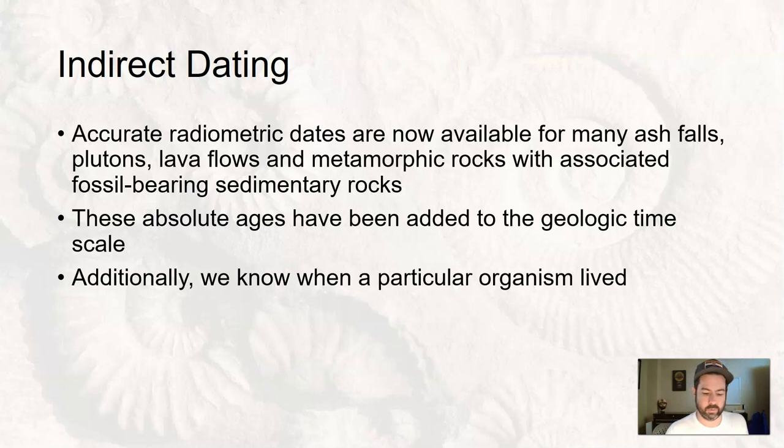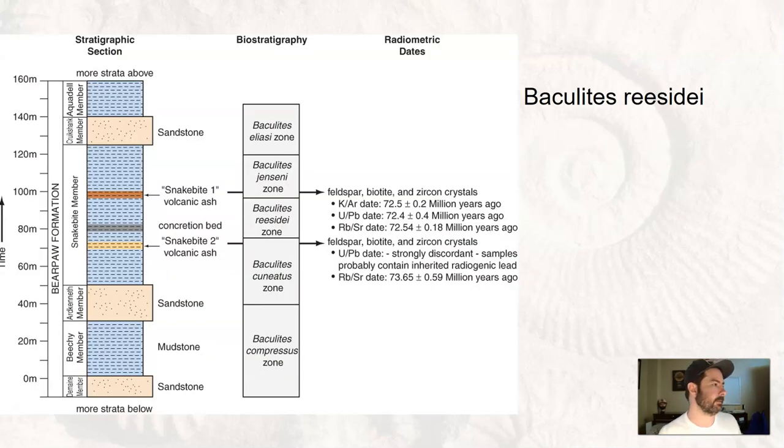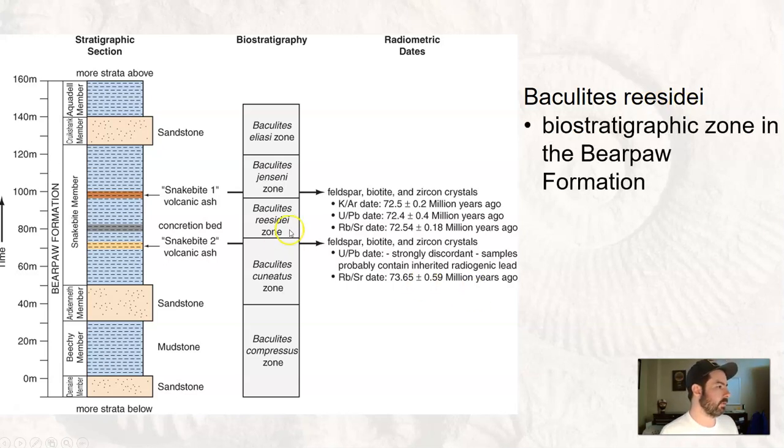Additionally, we can figure out when organisms lived, and in some cases it's a very short time frame geologically, a million years or so. And if we're finding these types of guide fossils in sedimentary rocks, then we can put accurate absolute ages on some of these things. A great example is, I'm not up on my Latin lately, the fossil Baculites reesidei. Sounds pretty good. This particular fossil, as an example, is in a stratigraphic sequence in Saskatchewan, Canada.